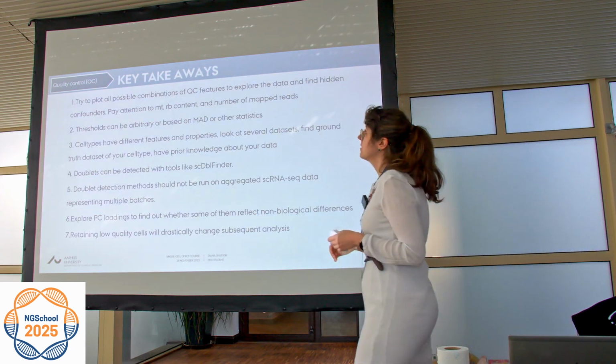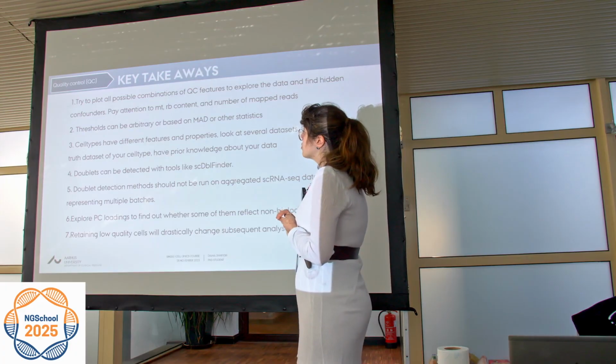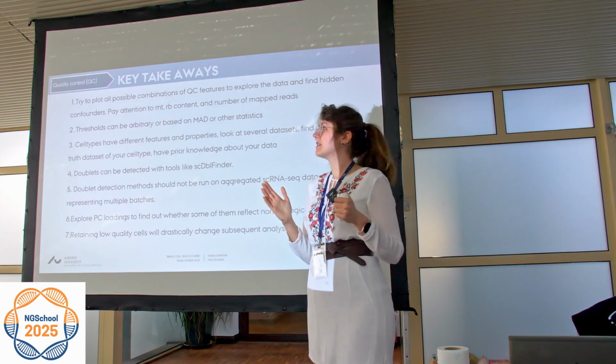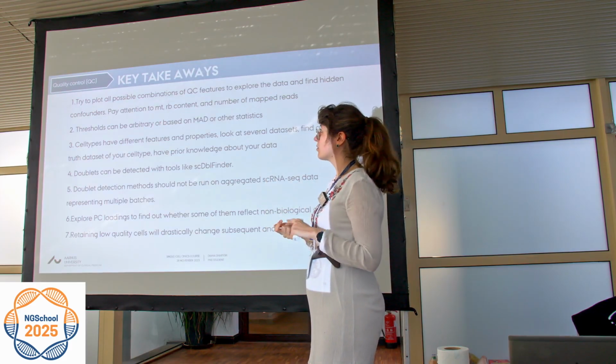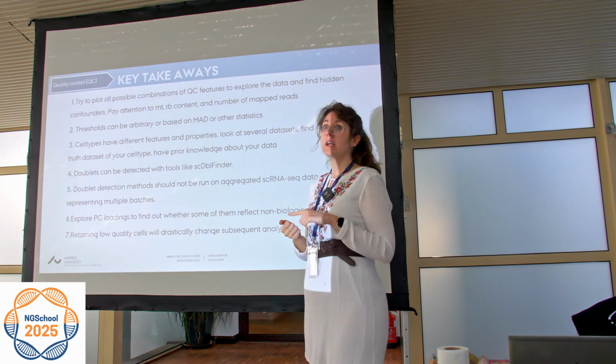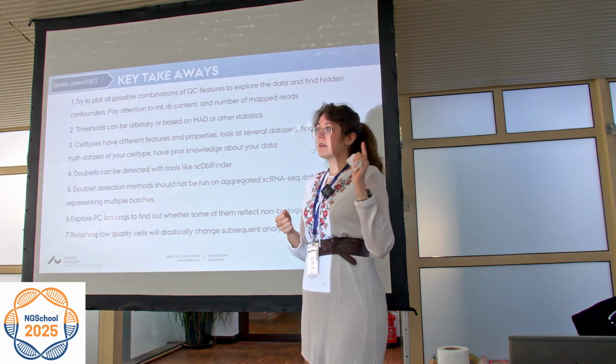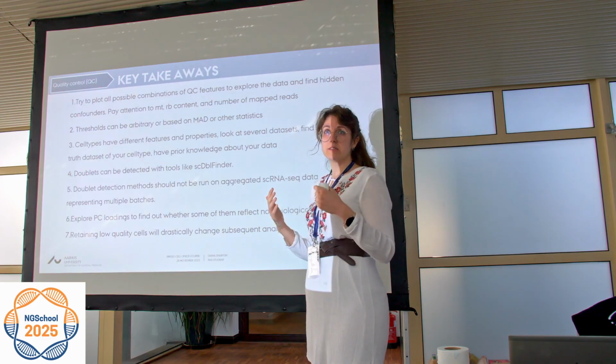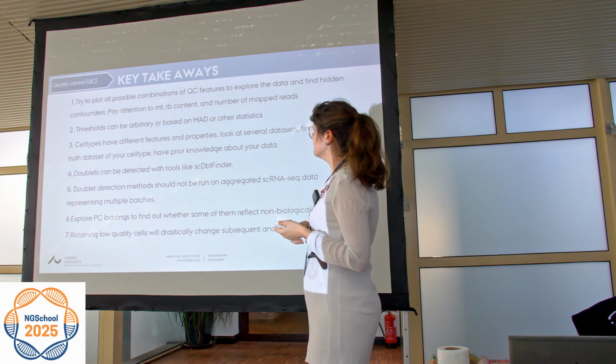Key takeaways from quality control. Try to plot all possible combinations of all the QC metrics, like features and counts, number of mitochondrial genes, number of GAPDH, all the glycolytic genes, so you can identify bad quality cells that are not completely alive.